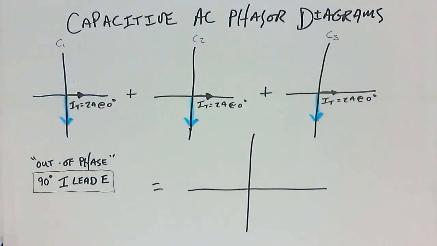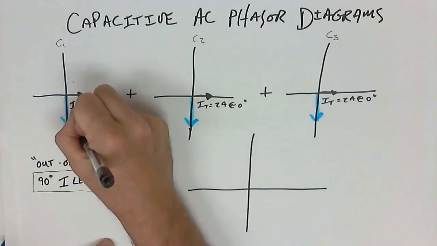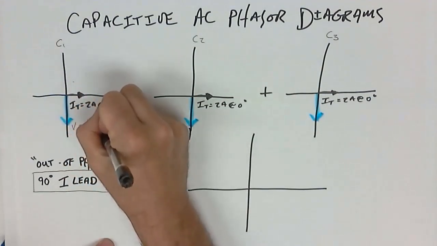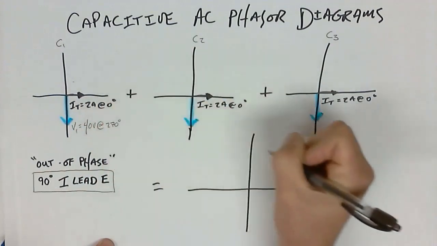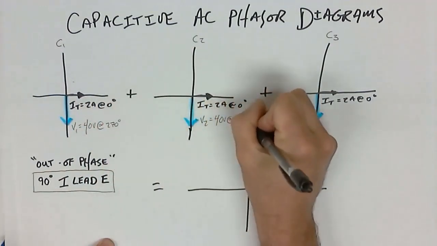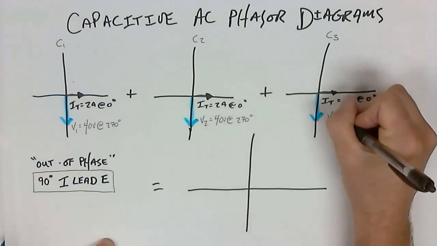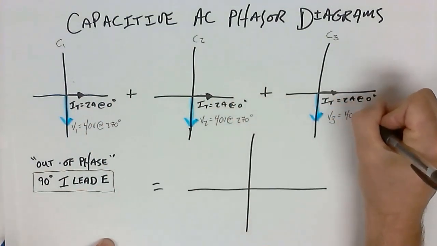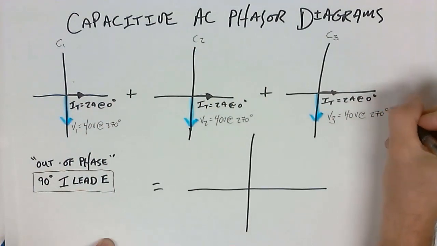So what this leaves us with: V1 is 40 volts at 270 degrees. V2 is 40 volts at 270 degrees. And finally, V3 is 40 volts at 270 degrees.